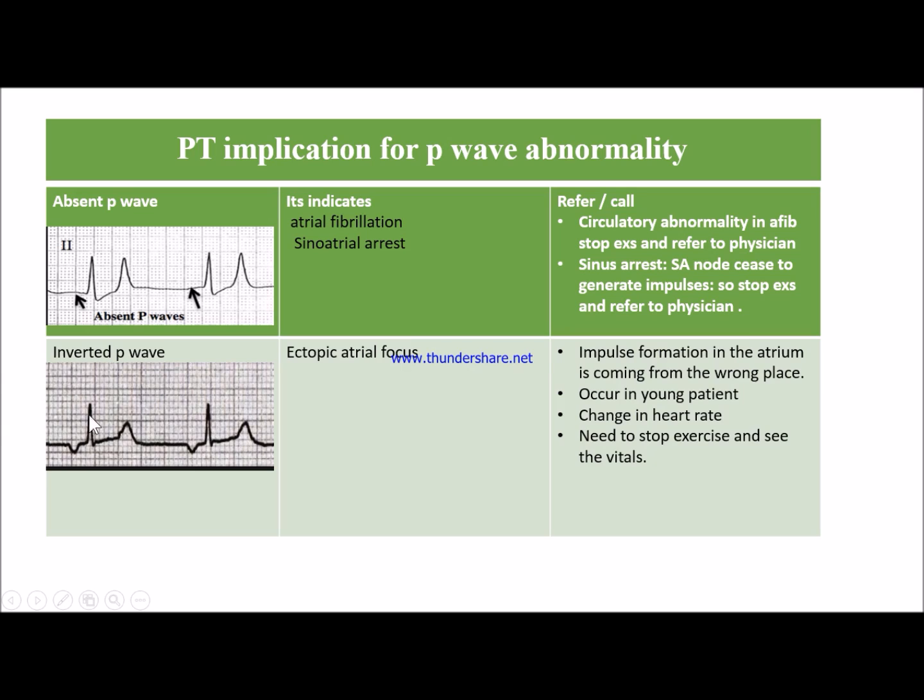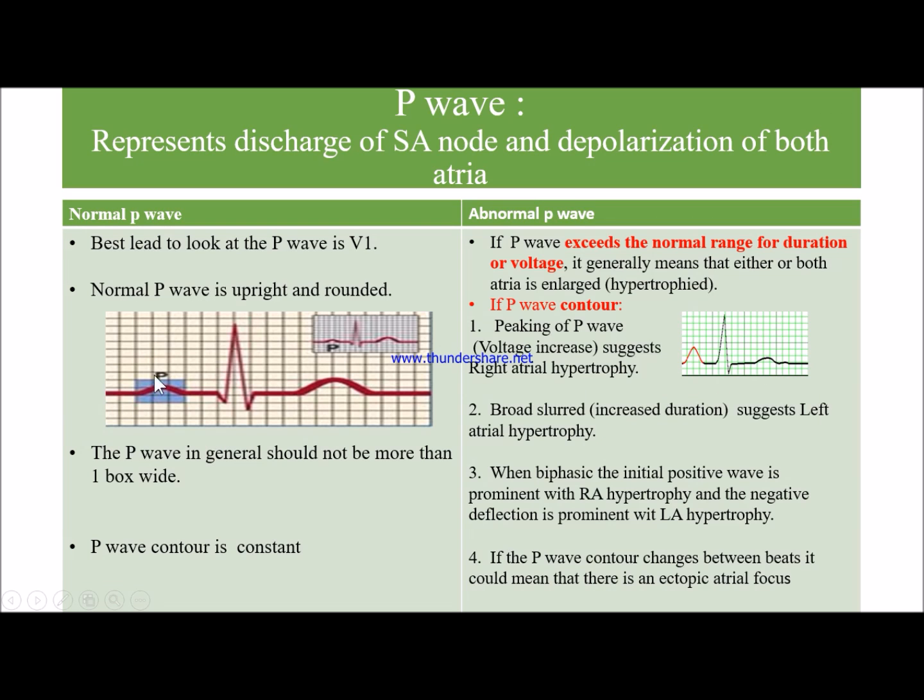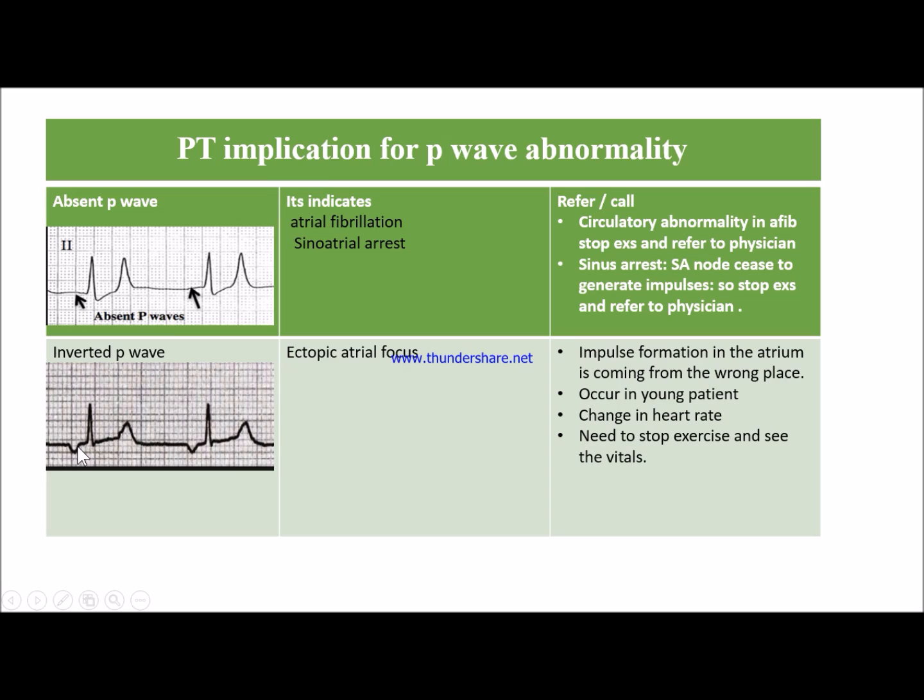If there is an inverted P wave, what does it indicate? See, in the earlier slide the P wave is rounded and upright, but here the P wave is inverted, so it indicates an ectopic atrial focus. The impulses are not generating from the atria, they are coming from some other place. It may occur in some young patients, there will be a change in the heart rate, and because of this we need to first stop the exercise and check the vitals, because the impulses are not generating from the atria, they are generating from another place.